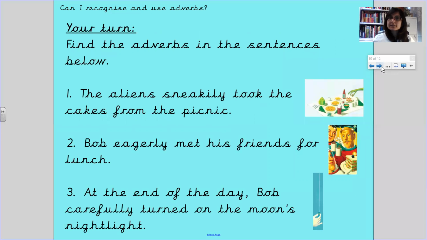Now it's your turn. Find the adverbs in the sentences below. You've got 3 sentences and I'll read them out to you. You don't have to write the whole sentence down, but what you can do is write number 1 and what the adverb is, number 2, what the adverb is, and number 3. The aliens sneakily took the cakes from the picnic. Bob eagerly met his friends for lunch. Number 3, at the end of the day, Bob carefully turned on the moon's nightlight. So can you spot the adverbs and write them down?